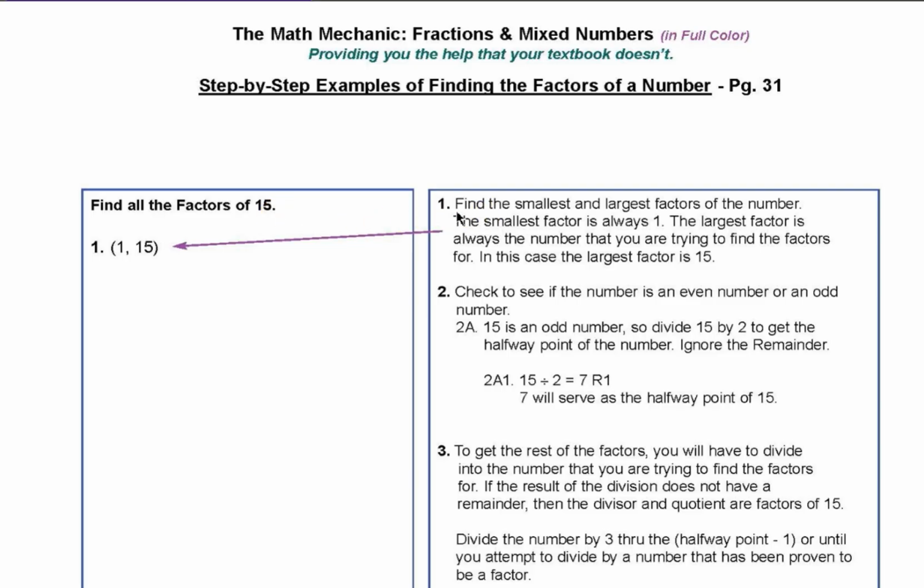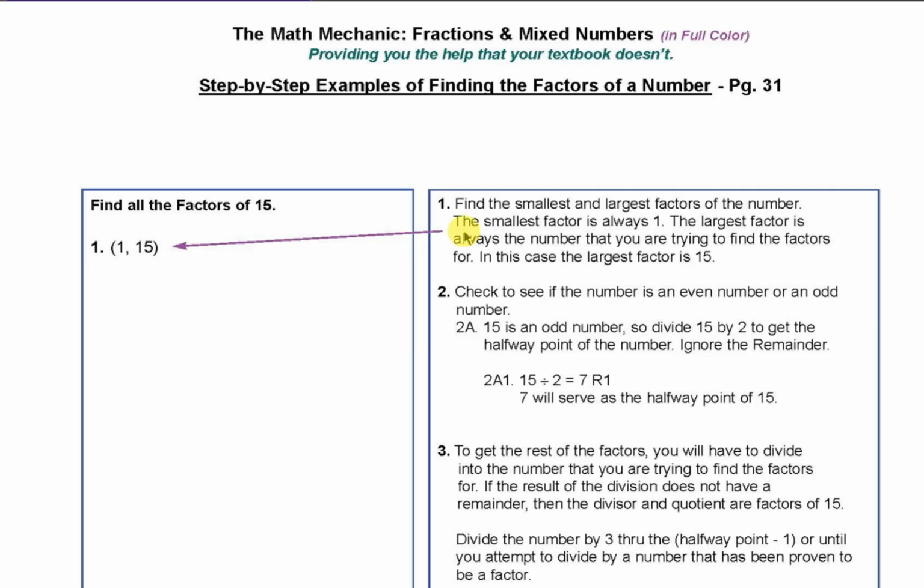Step 1. Find the smallest and largest factors of the number. The smallest factor of a number greater than 0 is always 1. The largest factor of a number greater than 0 is always the number that you are trying to find the factors for. In this case, the largest factor is 15 because that is the number that you are finding the factors for.